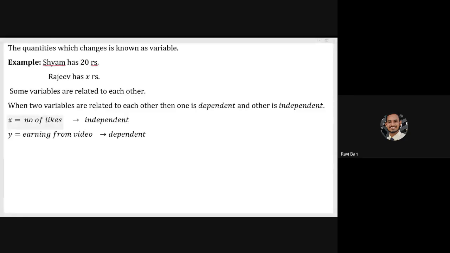Very good, Janvi. Janvi gave the right answer. Muskan also gave the right answer. Very good. So here benches are dependent. So if suppose you have two variables and if they are dependent, how do we write this?